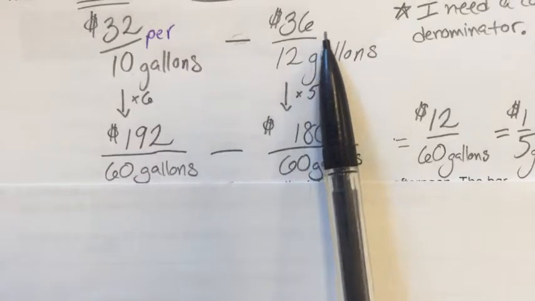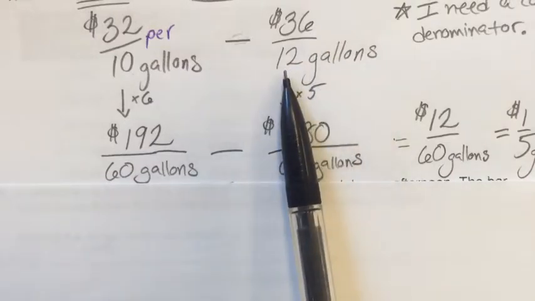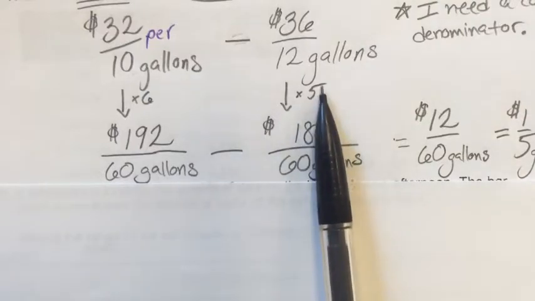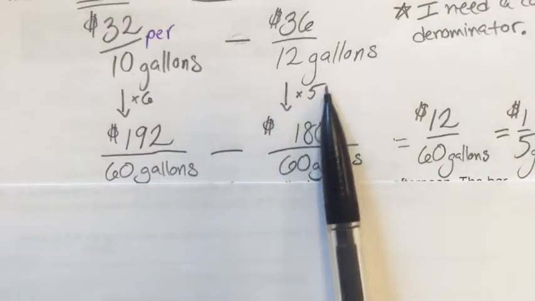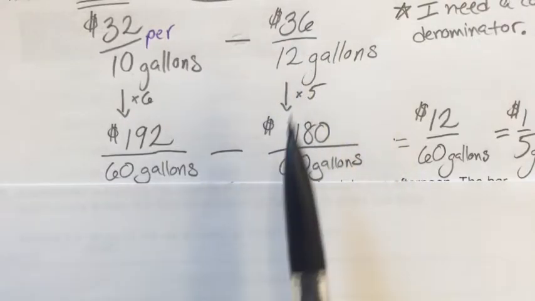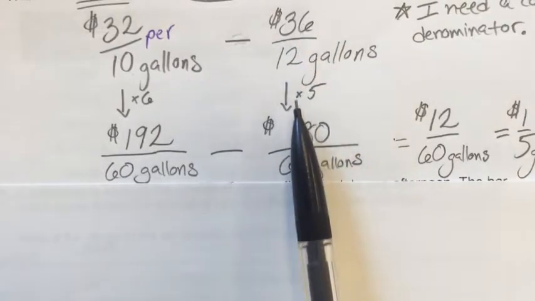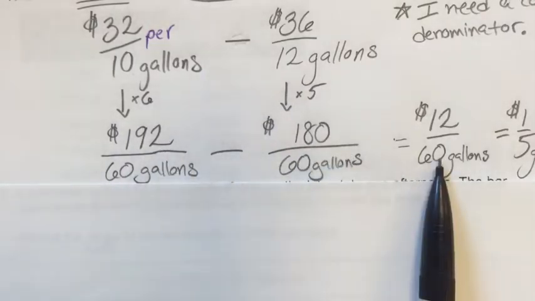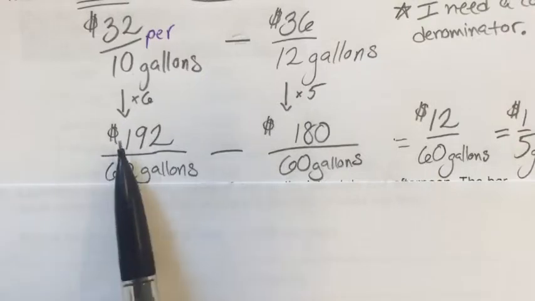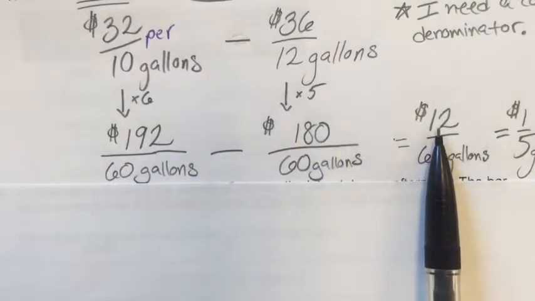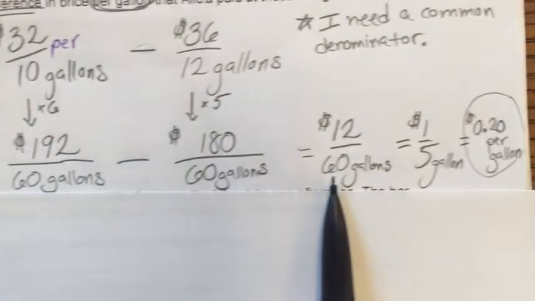Minus this value. How do you get from 12 gallons to 60 gallons in the denominator? Well, you got to multiply it by 5. Whatever you do to the bottom, you have to do to the top. 12 times 5 is 60. 36 times 5 is 180. Now I can subtract and keep the denominator the same. 192 minus 180 is 12 over 60.